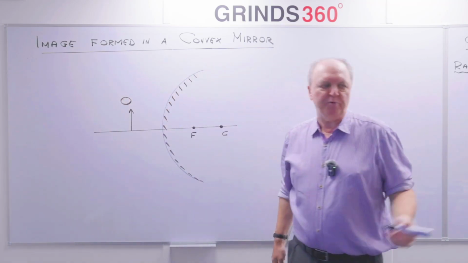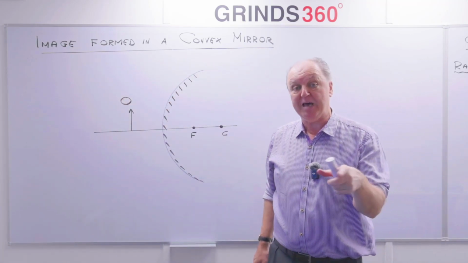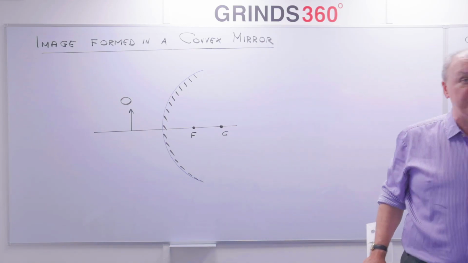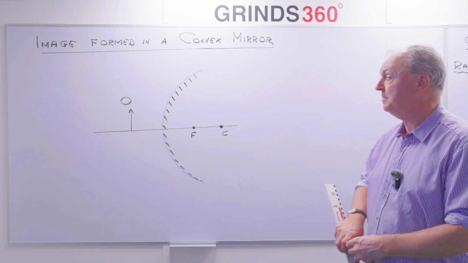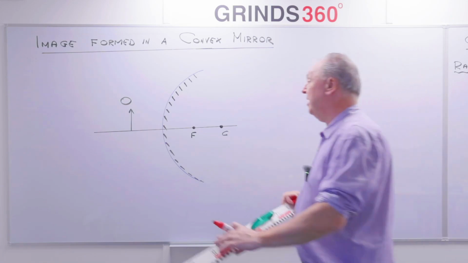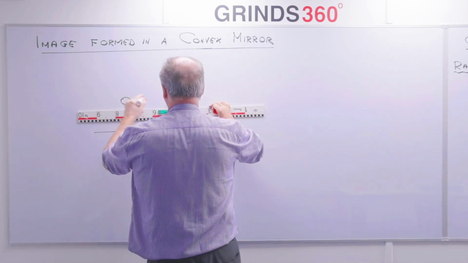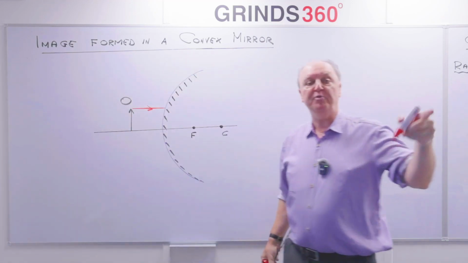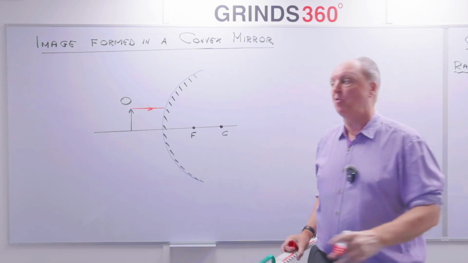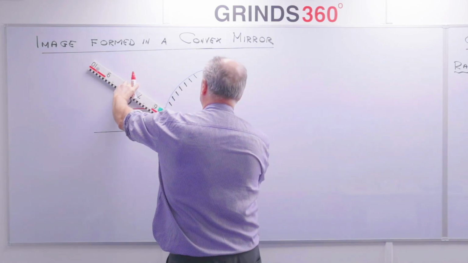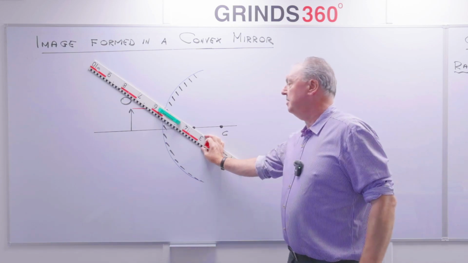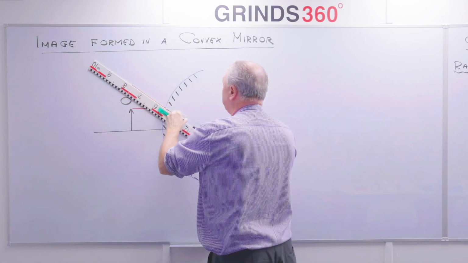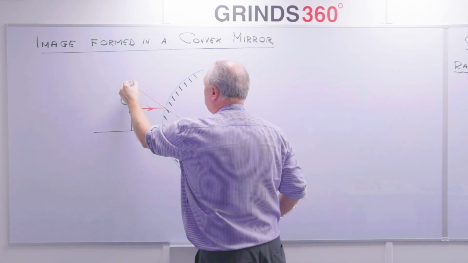There's my object O, which I represent by an arrow. I'm going to work out where the tip of the arrow finishes up. And if I know where the tip finishes up, I can work out where all the other points in the arrow finish up. So I'm going to take my first ray. It's a ray of light parallel to the principal axis. And what will happen to that? That will be reflected as if it came from the focus. So I'll put my ruler like this. The ray of light gets reflected in that direction as if it came from the focus. There's the broken line back to the focus.